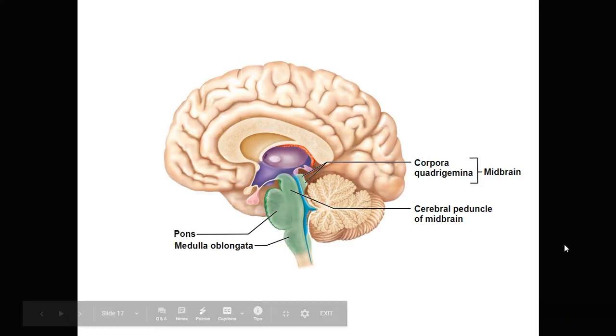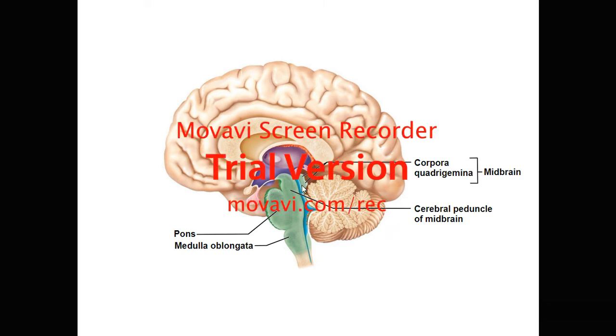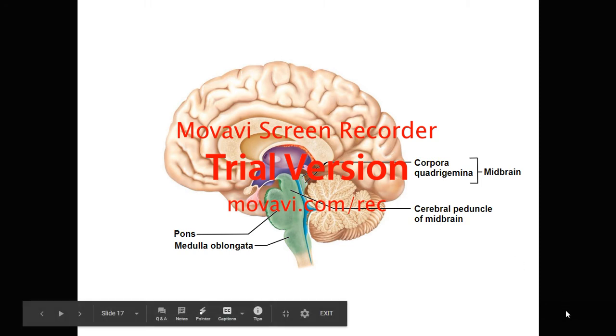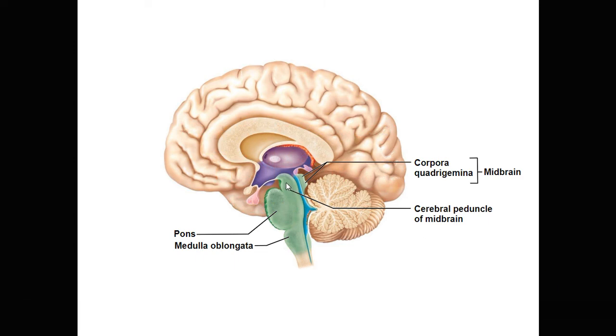Here's another image of a mid-sagittal view of the pons, medulla, and the midbrain. And here's the corpora quadrigemina, and here is the cerebral peduncle right here.